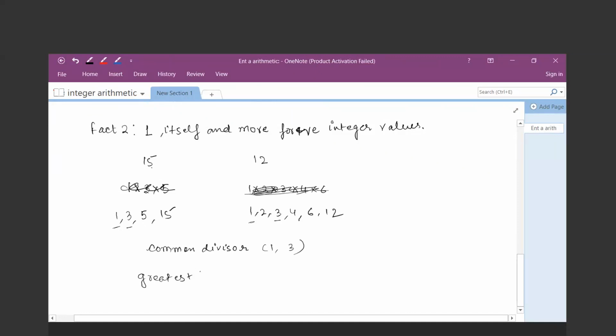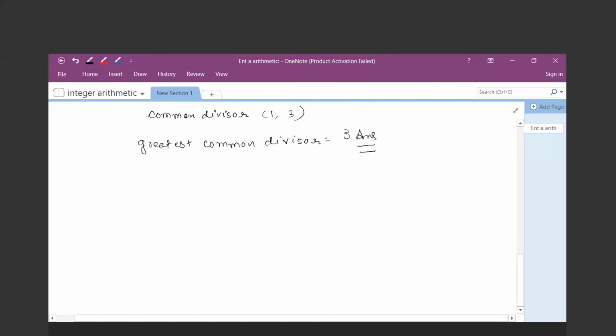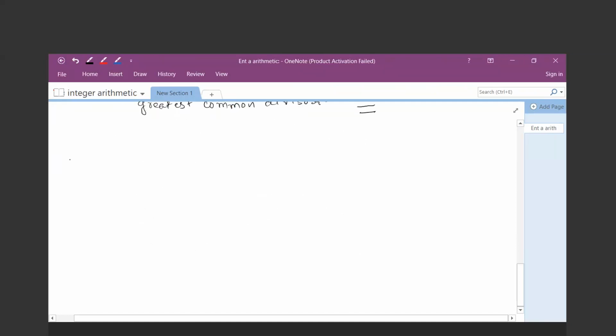So the greatest common divisor is the greatest value which can divide both of the integers. So what is the greatest value in that case? The answer is 3. In mathematics, there is one algorithm to find the greatest common divisor, that is already known by you and learned by you in C programming. That is called the Euclidean algorithm.